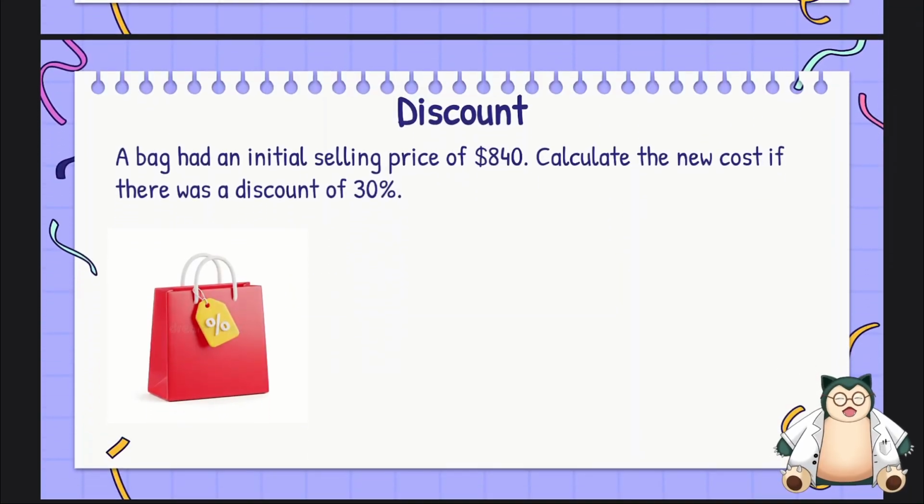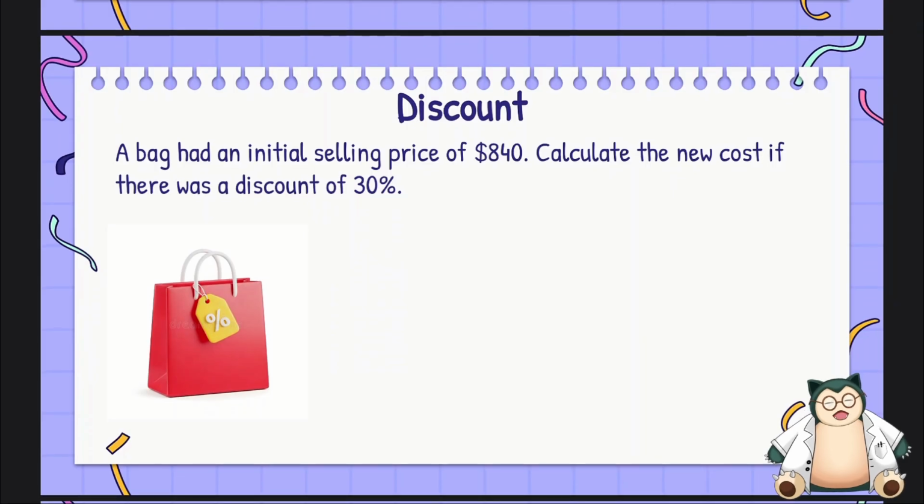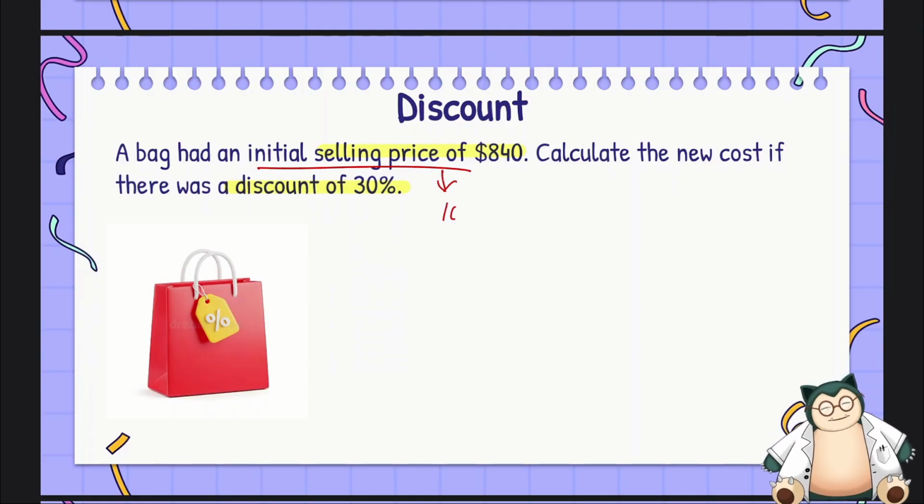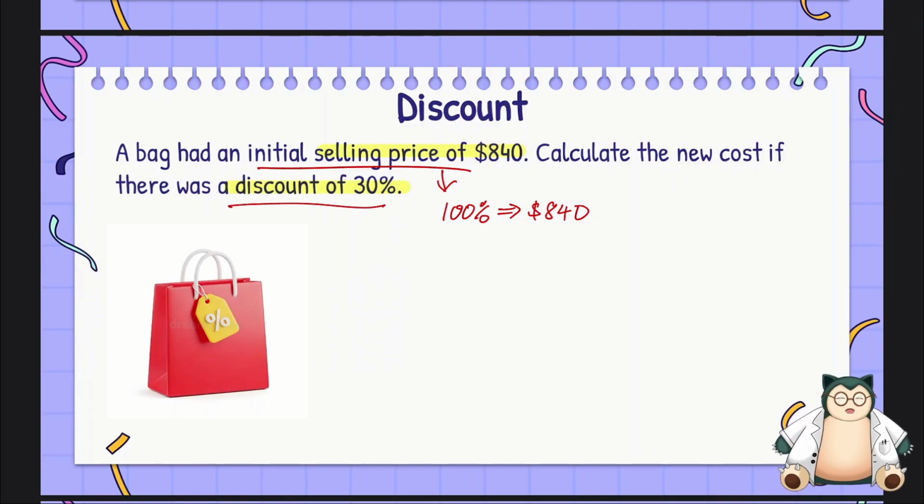Alright, now moving on to discount, which you are probably also very familiar with. So let's look at this question. A bag had an initial selling price of $840. Calculate the new cost if there was a discount of 30%. Okay, so let's think about it. Initial selling price. Always remember, in percentage, the initial value is always 100%. So 100% is our $840. Now, they tell you there was a discount of 30%. So if there was a discount of 30%, what would be our new cost?